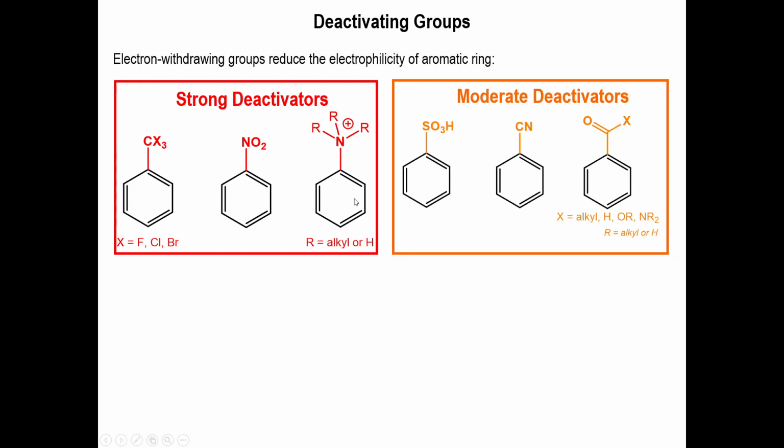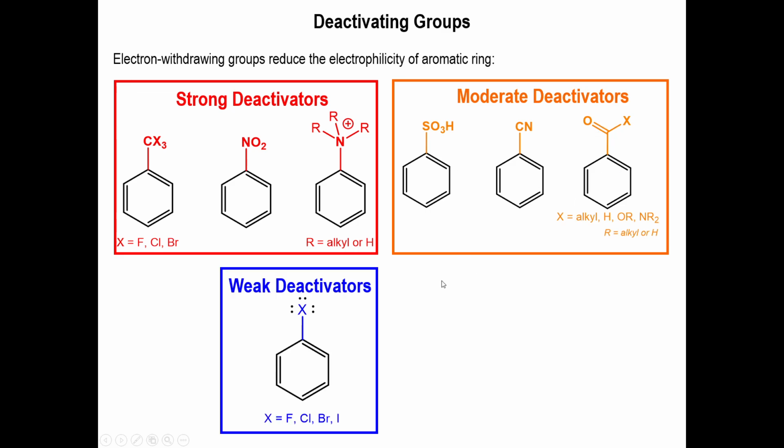Now, other ones that fall under the category of moderate are your sulfonic acid, your cyano group, and your azole substituents. And this could also be ketones, they could be aldehydes, they could be esters, they could be amides. As long as the carbonyl is attached to the benzene ring, it will act as a deactivator. And the similarity among all three of these molecules is that you do have a highly electronegative atom, which is not directly bound to the benzene ring, but instead you have it bound one position away from it. So that is kind of the key to this thing.